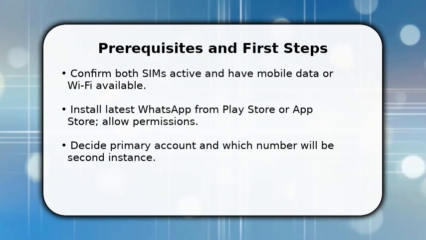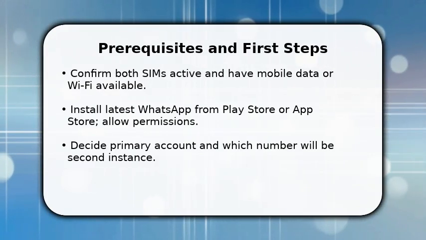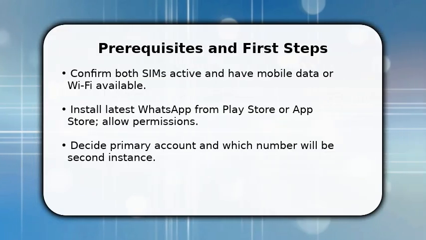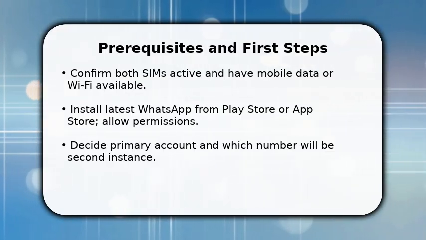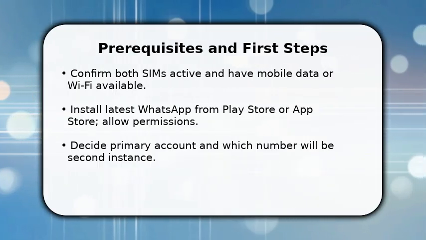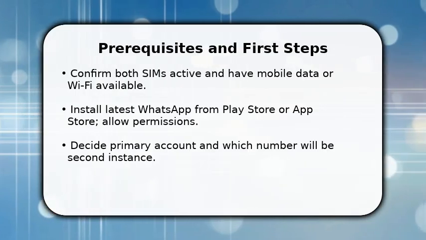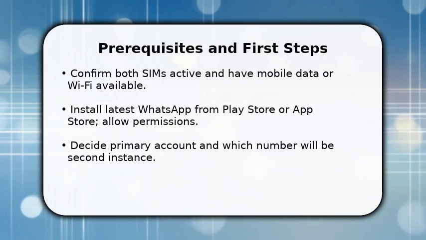Enjoy the video. You start by confirming both SIMs are active and you have an internet connection. This avoids verification delays. Once done, install or update WhatsApp and grant SMS, contacts, and storage permissions so verification can proceed. Next, choose which number will remain your main account and which will be the second instance.